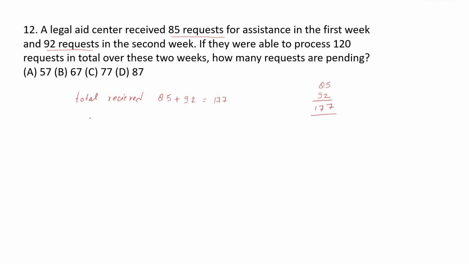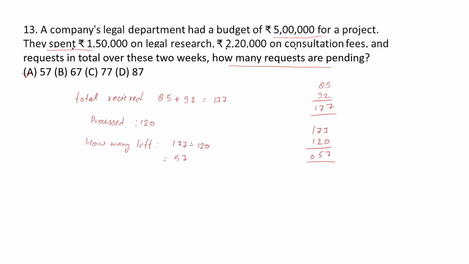How many processed? Processed is 120. How many left? 177 was the total. How many they have processed is 120. So subtract, these many are left. So 177 minus 120. 7 minus 0 is 7. 7 minus 2 is 5, and 1 minus 1 is 0. So 57. So these many requests are pending over 2 weeks. How many requests are pending? These many. Okay.